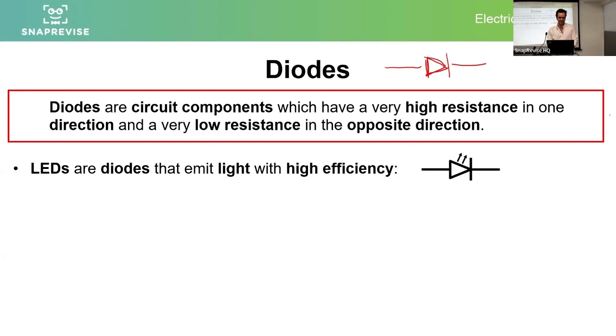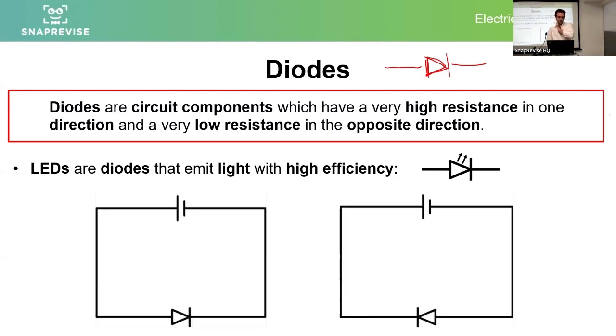And it is the diodes that emit light with high efficiency, which is a bit strange because diodes are not designed to particularly emit energy. It's a sort of happy byproduct of light emitting diodes.